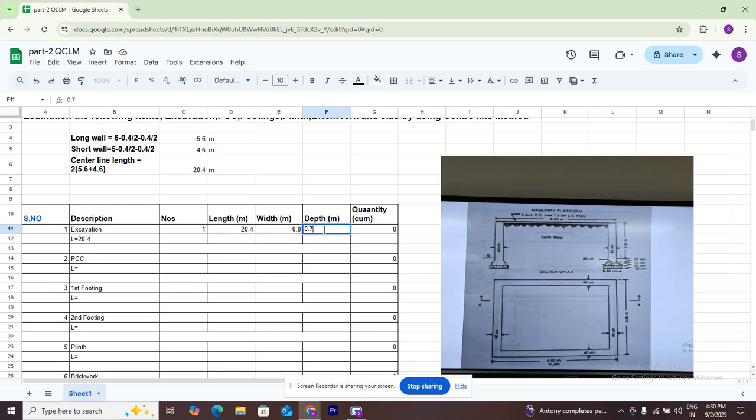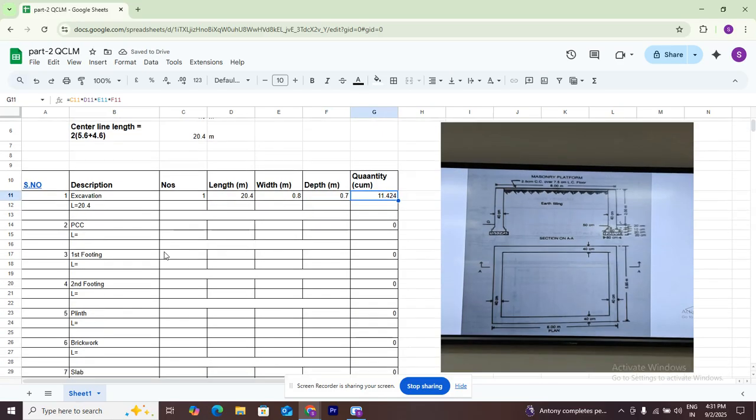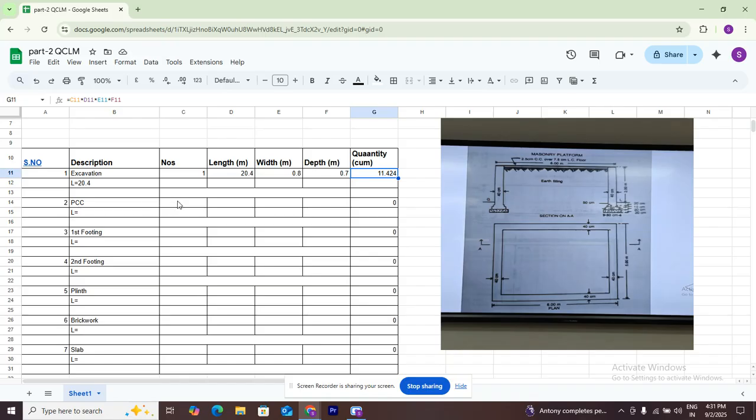Total foundation depth. We need to excavate the total up to ground level. We need to remove it, okay, that's why it's 0.7. In total, it's 11.424 cubic meters of earthwork excavation. Okay, next, PCC.